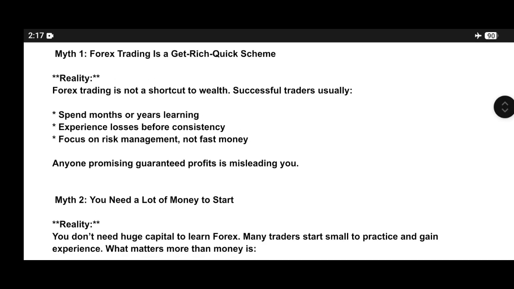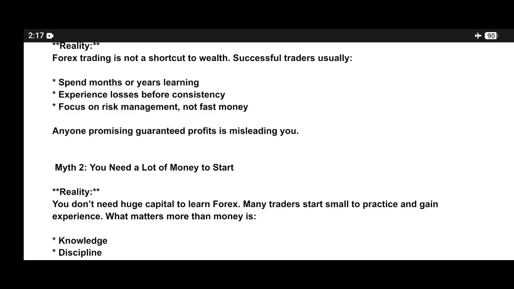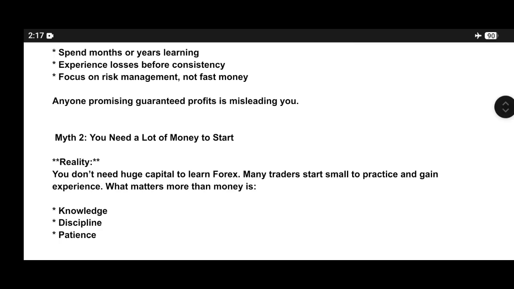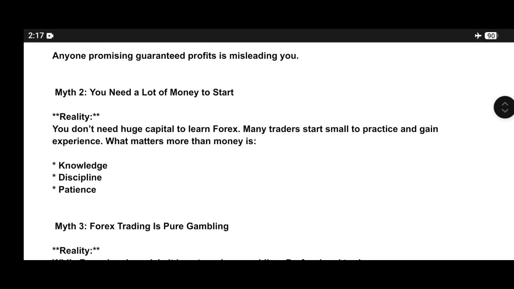The second myth is this: you need a lot of money to start. But in reality, you don't need huge capital to learn forex. Many traders start small to practice and gain experience. What matters more than money is your knowledge, discipline, and patience. Are you getting me?